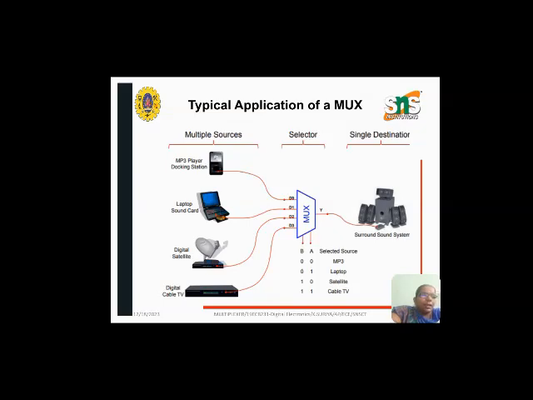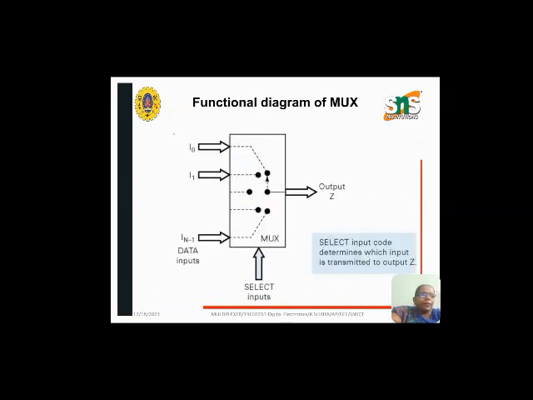If the select line is 0, 1, laptop source will be selected. If the select line is 1, 0, satellite source will be selected, and if the select line is 1, 1, then cable TV will be selected. So based on the select lines, any one of the inputs will route its information to the digital surround sound system. So this is a functional block diagram of a multiplexer.